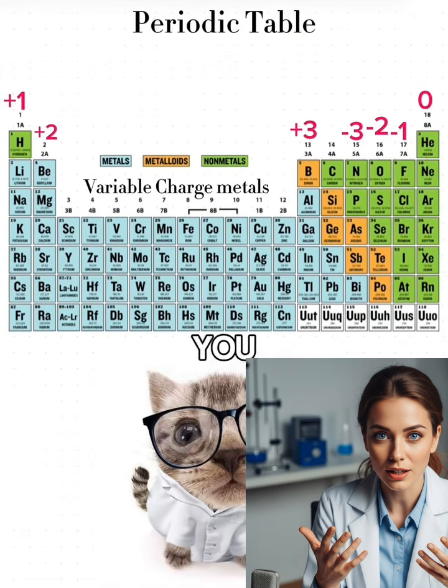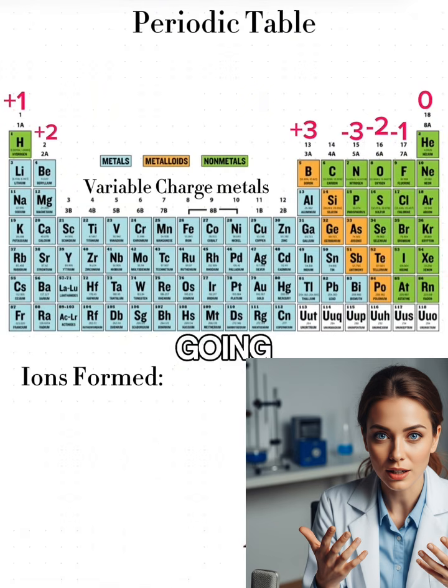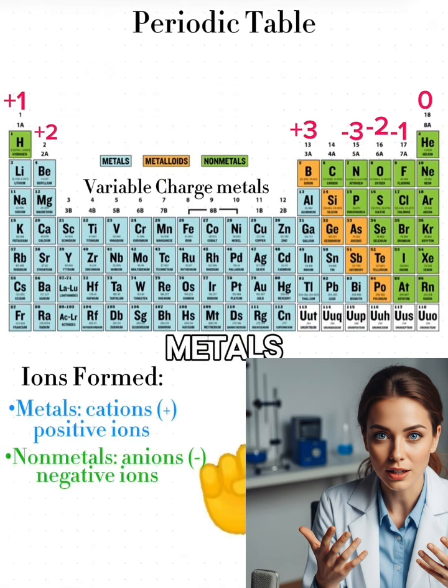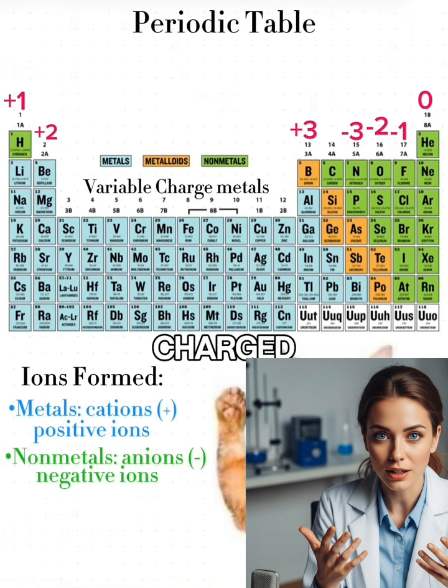The type of ion that you will form is determined by where you are on the periodic table. Metals are always going to be your cations, so metals are always going to be positively charged. On the other hand, non-metals will always be negatively charged, so your anions.